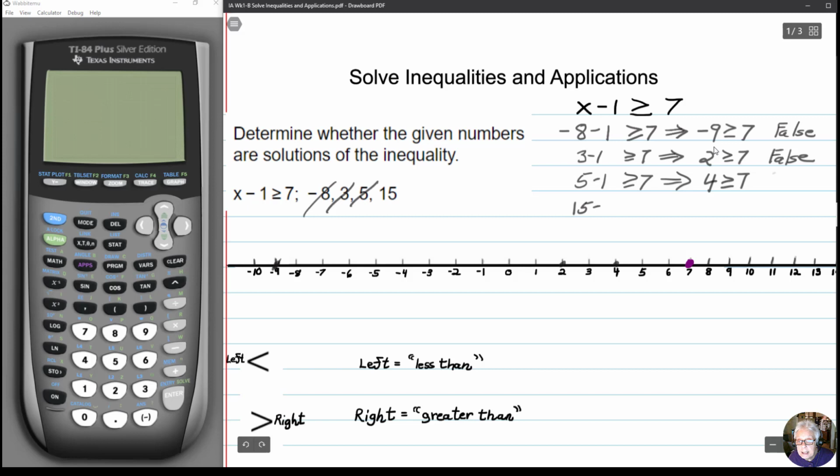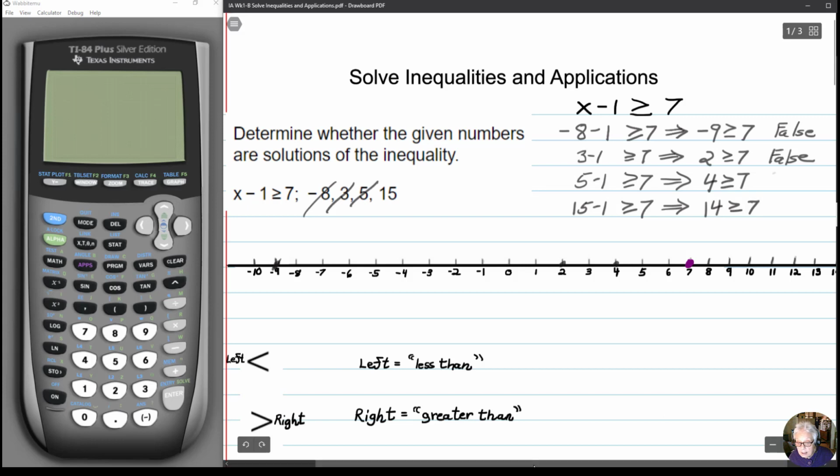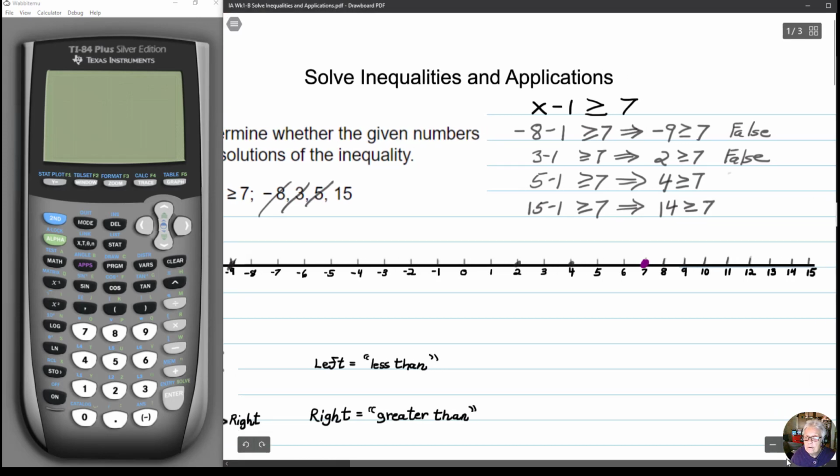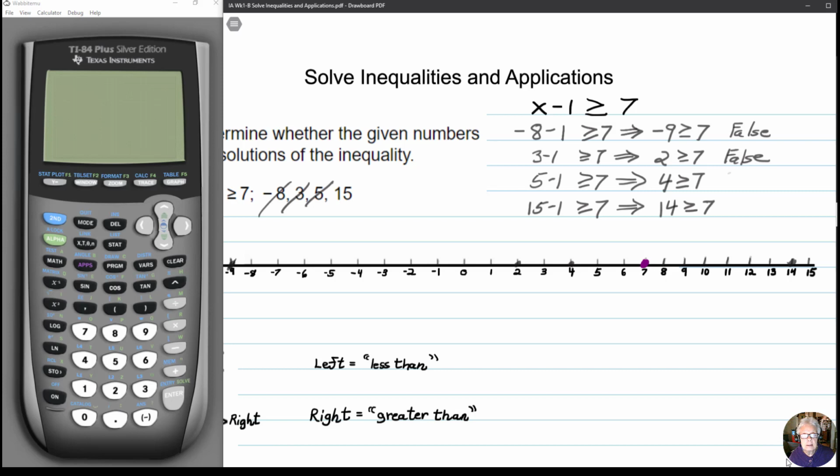15 minus 1 is greater than or equal to 7. 15 minus 1 is 14. Is 14 greater than or equal to 7? Well, it may not be equal to 7, but it certainly is greater than. And if we come over here to the number line, 14 is to the right of 7, which means it's greater than. That's how you do these.